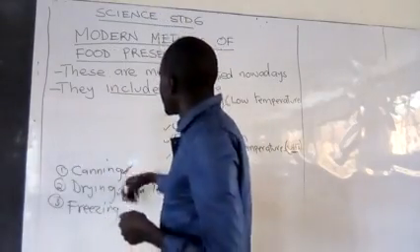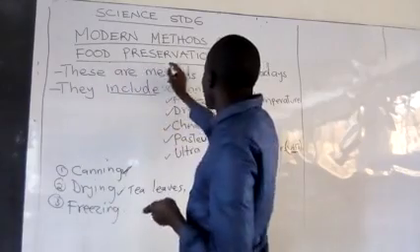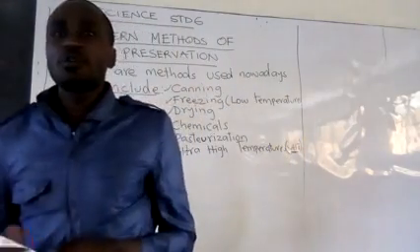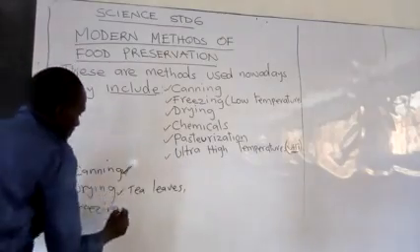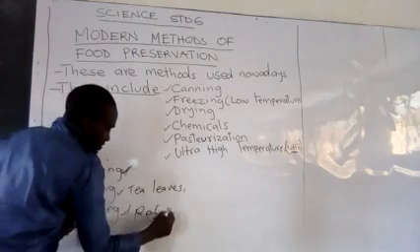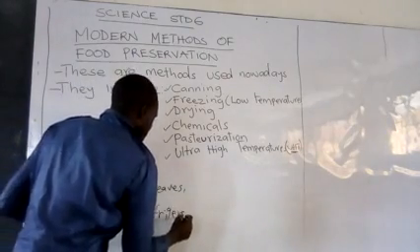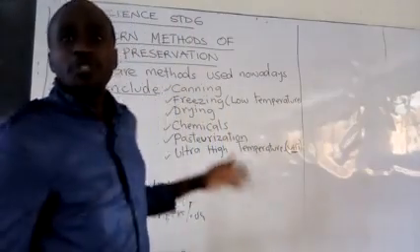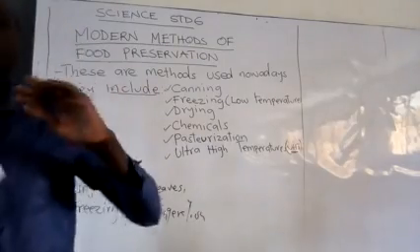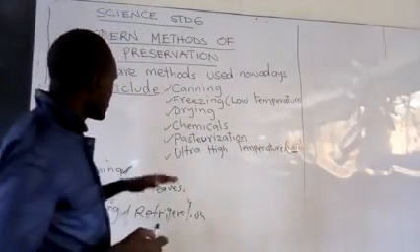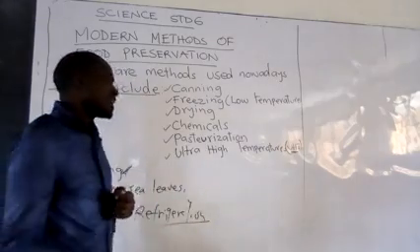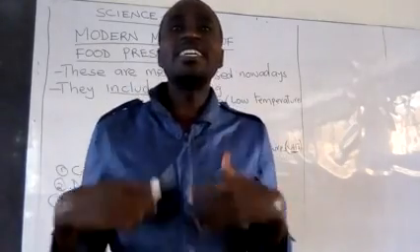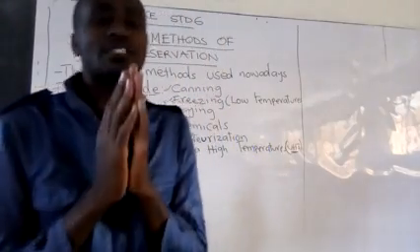Then lastly, under this subtopic, modern methods of food preservation, we have freezing. We can also talk of refrigeration. Food put in a fridge remains fresh for long. And remember, food we put in a refrigerator, it doesn't kill the germs, but it deactivates them. They become inactive for some time.